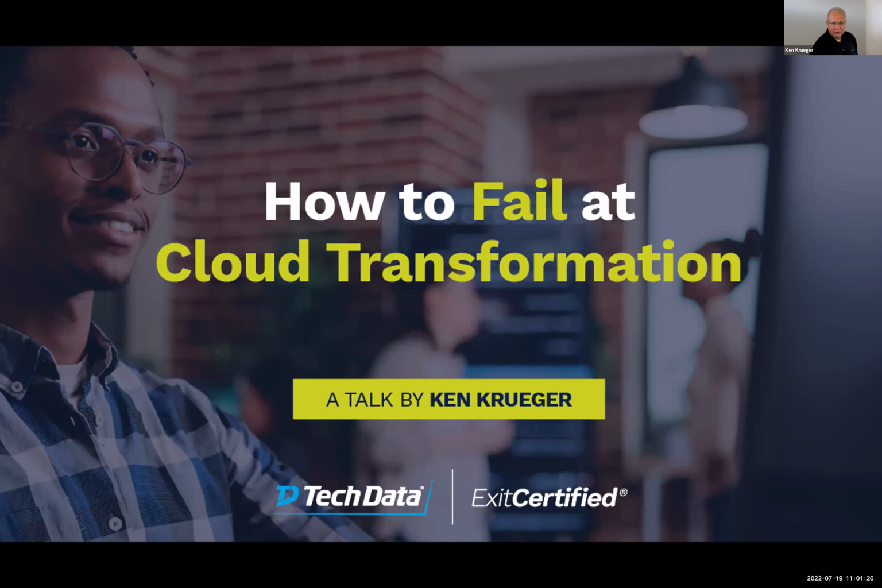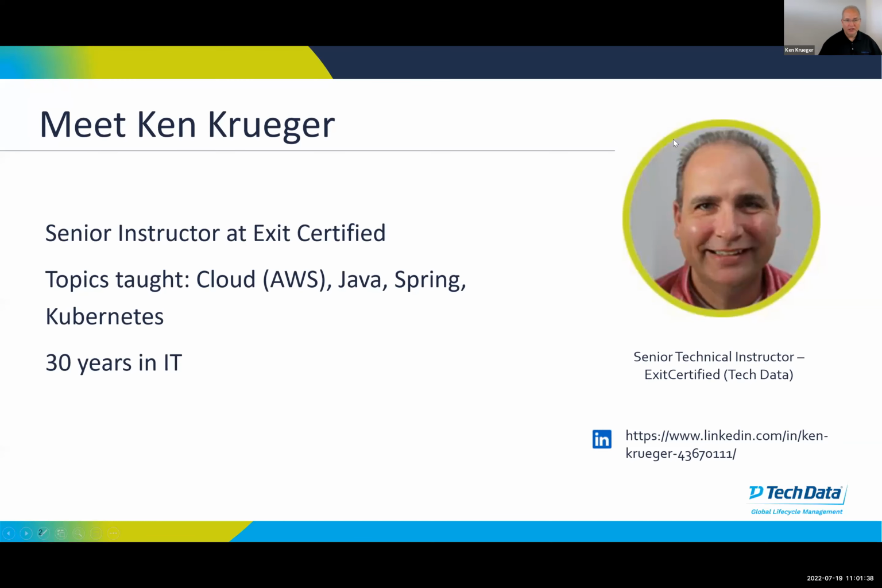All right, thank you, Hillary. Well, good morning, everybody. My name is Ken Kruger. I'll be leading this session on how to fail at cloud transformation. Hillary has already given you a basic bio, but just to add to it, I am a senior instructor. I spend most of my time teaching cloud topics nowadays, exclusively AWS, but I'm familiar with the other clouds as well. When I'm not teaching Amazon Web Services, I still teach some Java, Spring Framework, and I'm doing some Kubernetes training as well. And I've been in this business for about 30 years.